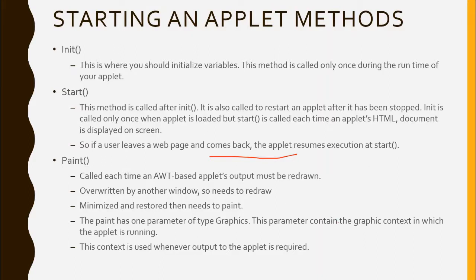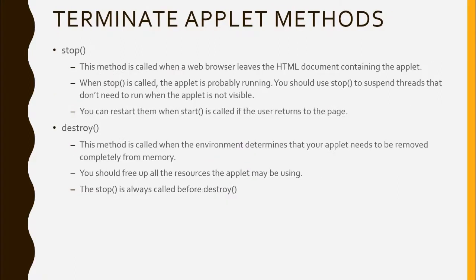Paint. When do we call paint? It is called each time an AWT based applet's output must be redrawn. If it is overwritten by another window, it needs to redraw. If it is minimized and restored, it needs to paint. Paint has one parameter of type Graphics, so it takes one parameter called graphics. That graphics context is rewritten every time, and has to be called every time an applet is running. This context is used whenever output to the applet is required.